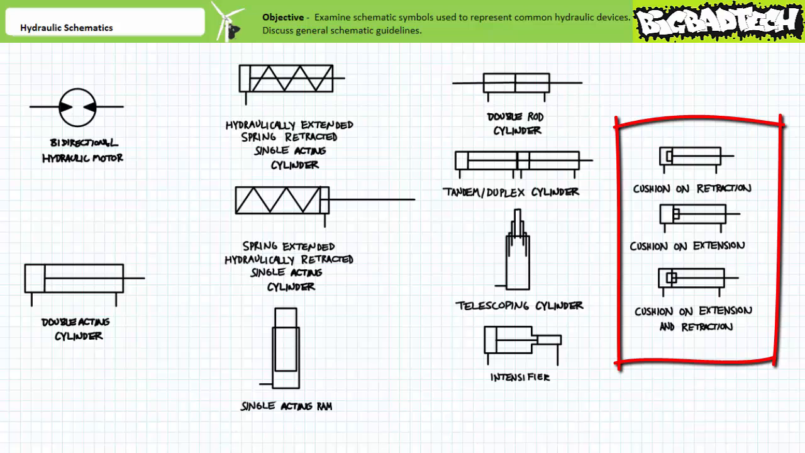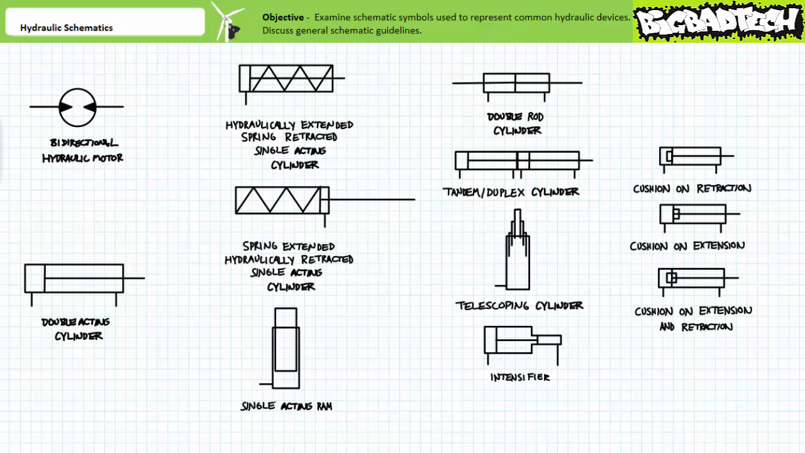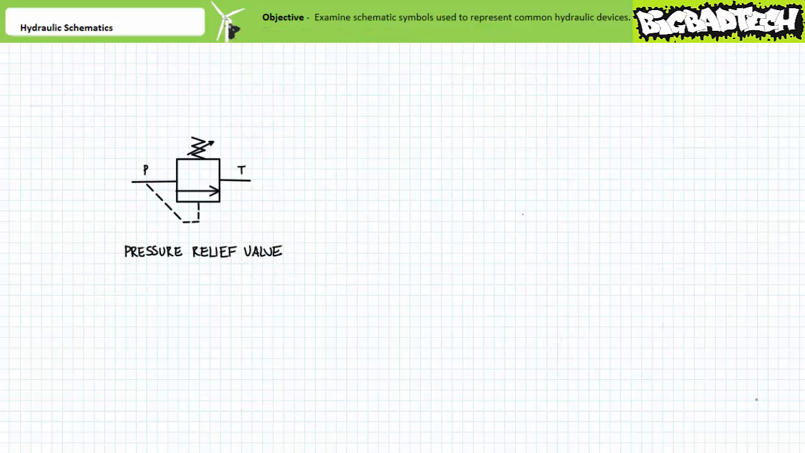Additionally, you should be able to identify double-acting cylinders with cushion on retraction, cushion on extension, and cushion on extension and retraction. If a cushion includes a slanting arrow, this indicates that it's a variable cushion and the level of cushioning is adjustable. Moving on, let's review the schematic symbols of some basic valves, starting with a pressure relief valve.